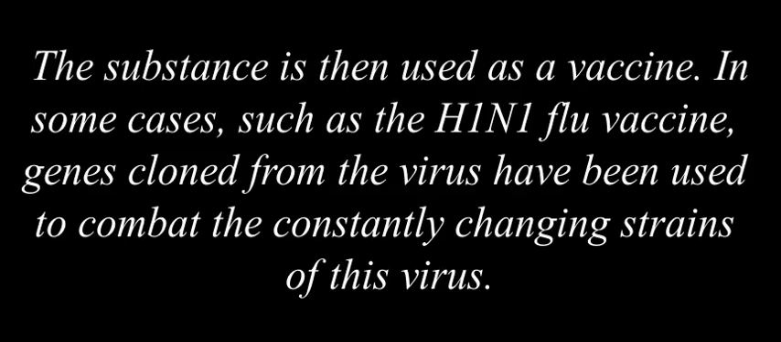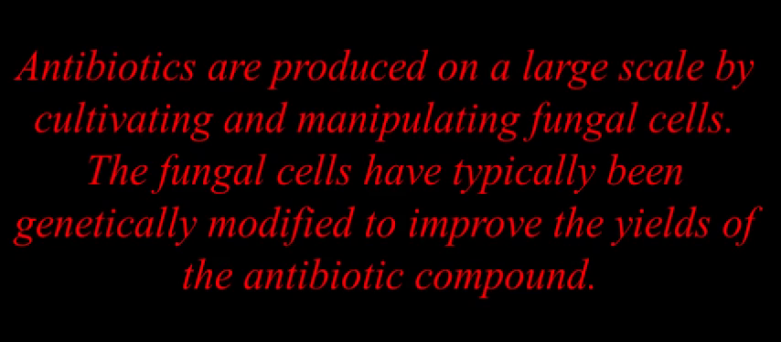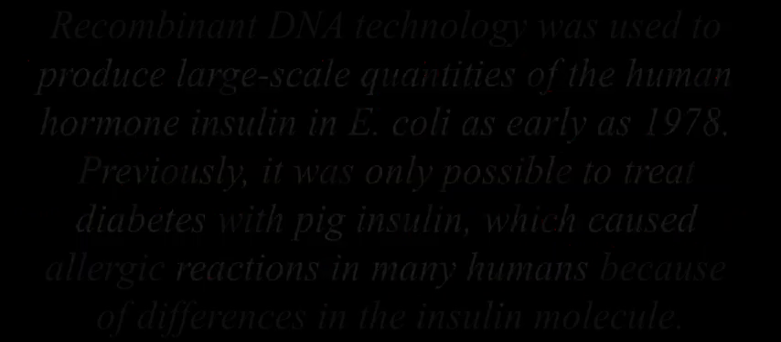In some cases, such as the H1N1 flu vaccine, genes cloned from the virus have been used to combat the constantly changing strains of this virus. Antibiotics kill bacteria and are naturally produced by organisms such as fungi. Penicillin is perhaps the most well-known example. Antibiotics are produced on a large scale by cultivating and manipulating fungal cells. The fungal cells have typically been genetically modified to improve the yields of the antibiotic compound.